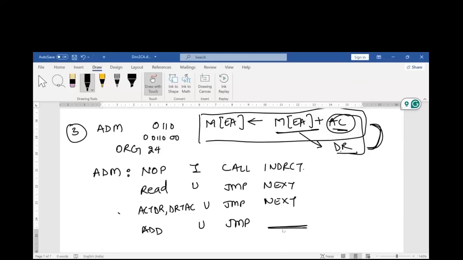If I write next here, now see, addition is done, but my addition answer is in AC right now. Where do I need to store it to? Memory. Why? Because your destination here is memory.